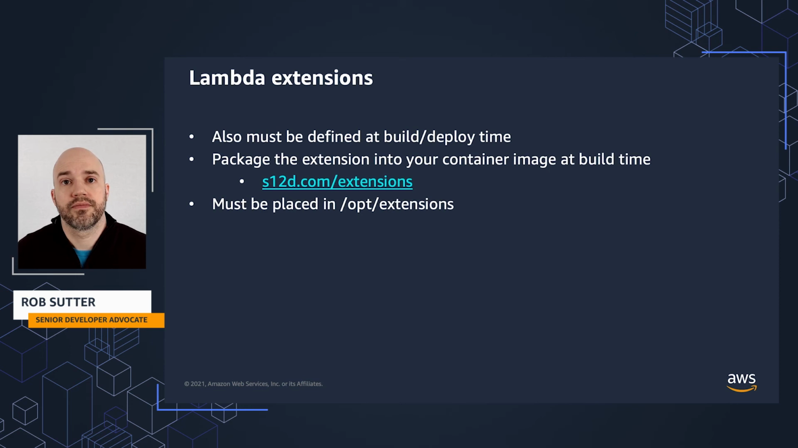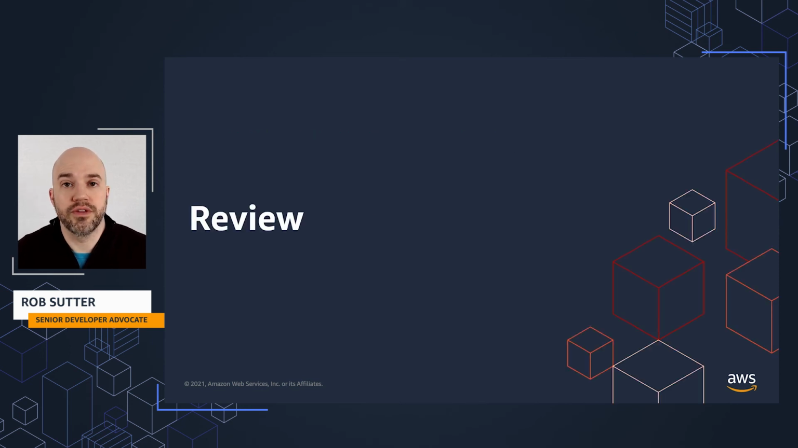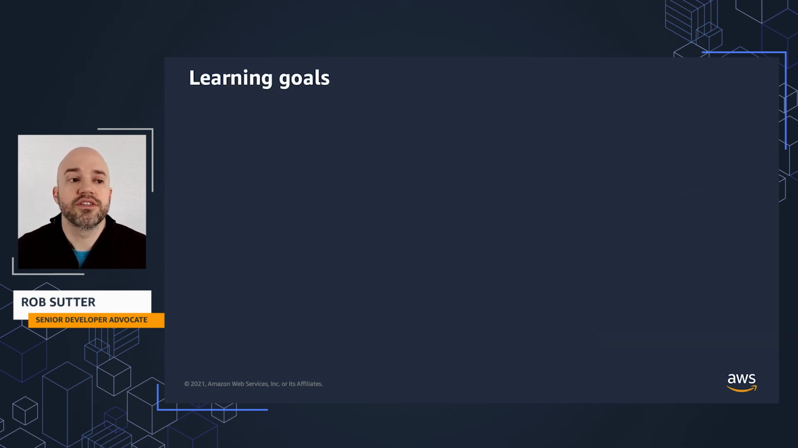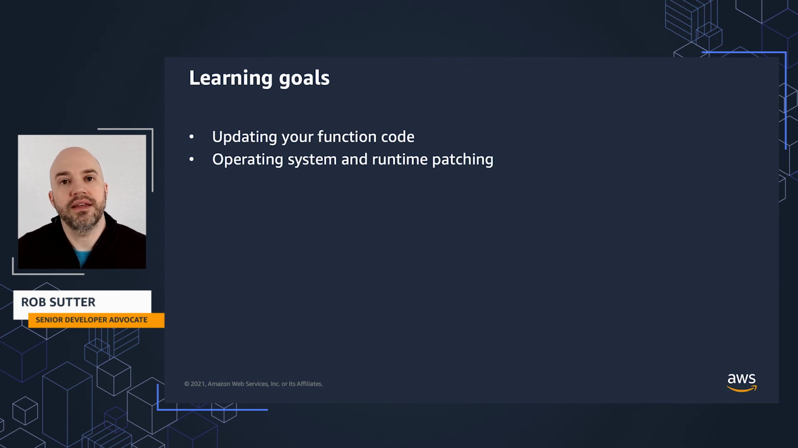So let's review what you've learned. There are some important considerations to be aware of when working with AWS Lambda functions packaged as container images. First, you need to know that when you update your function code and push it to ECR, you also need to update the service. Next, you're responsible for updating the operating system and runtimes yourself, as well as applying any other patches. And keep in mind, this requires another update on the service to point to the new image.